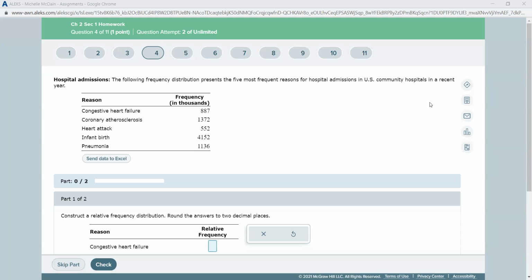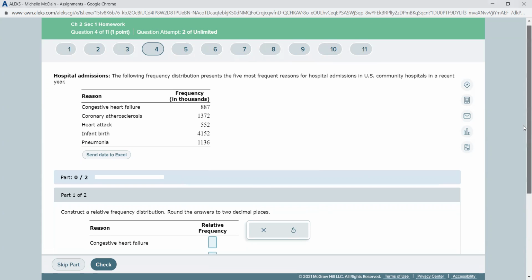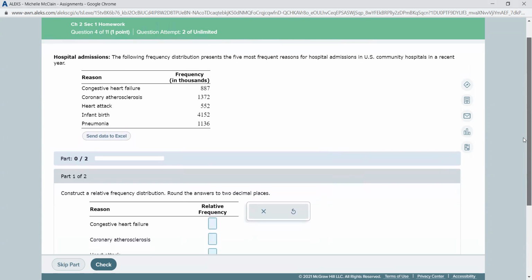Hello, this is Ms. McLean, and I'm going to look at a couple of homework questions from Chapter 2, Section 1. Now, your homework might not have 11 questions, by the way. I'm only doing a couple from this homework to help you out with any questions you might have. So let's look at this particular homework question.